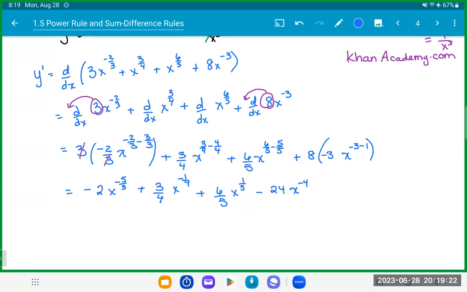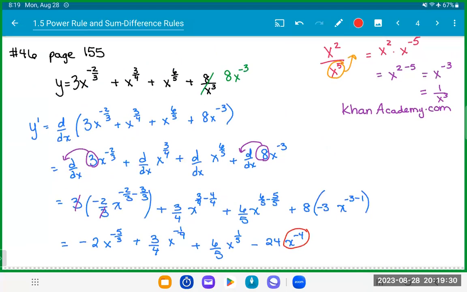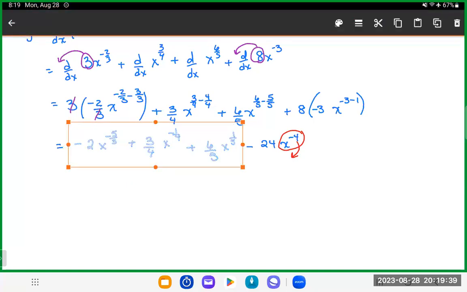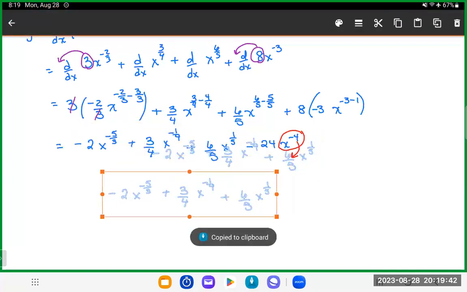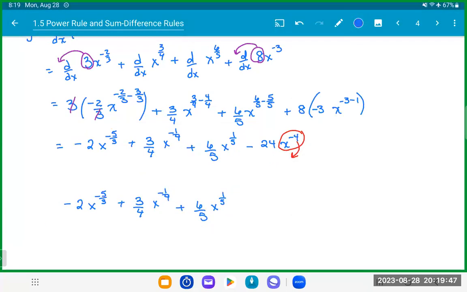And because this one here on the end started out as this fraction, let's go ahead and move this back down into the denominator. When we bring that back down, we have minus 24 over x. Change the sign, it becomes positive 4.